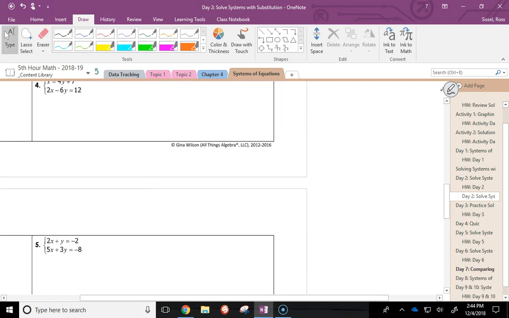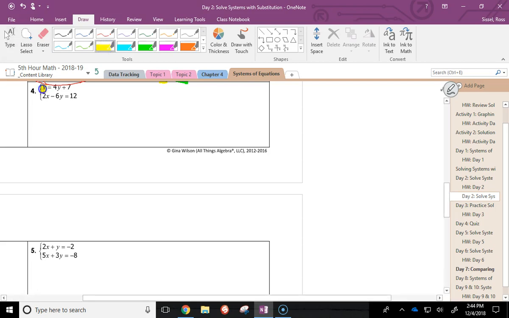Alright, we'll work on number 4. Once again, they already did work for me. I love it. They've told me that x is 4y plus 7. So wherever I see x, I'm going to replace the x with 4y plus 7. So I'm going to rewrite my second equation. 2 times 4y plus 7 minus 6y equals 12. I'm going to have a 4-step equation like we did in chapter 2. Distribute. 2 times 4y is 8y. 2 times 7 is 14.